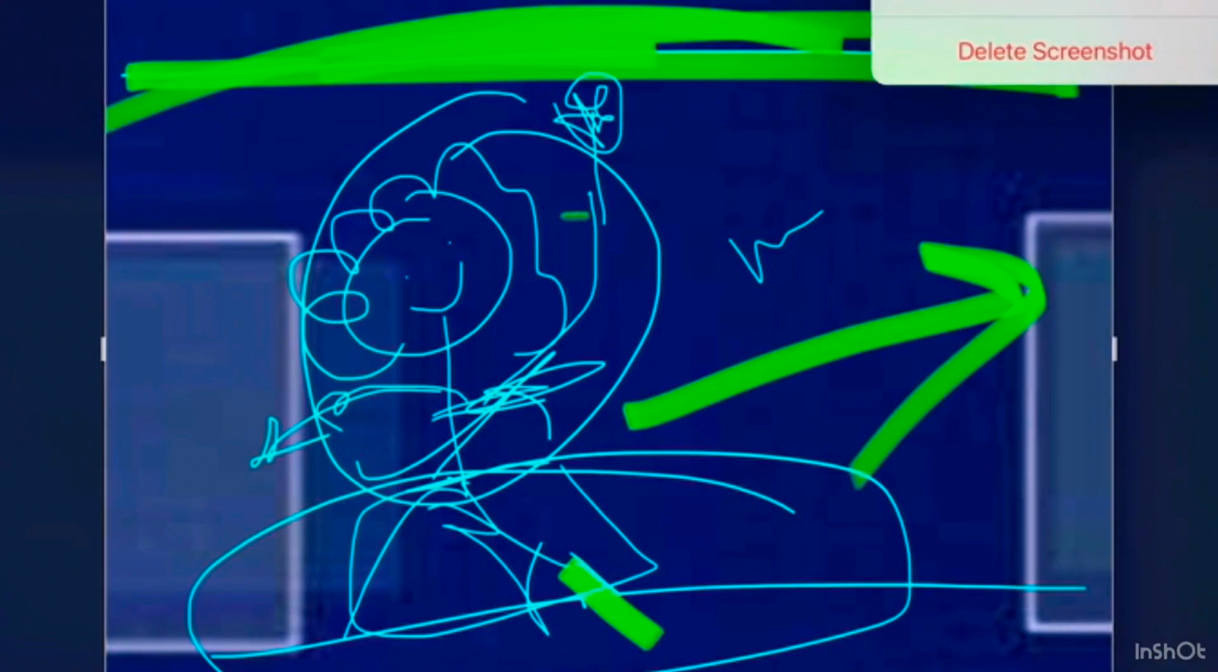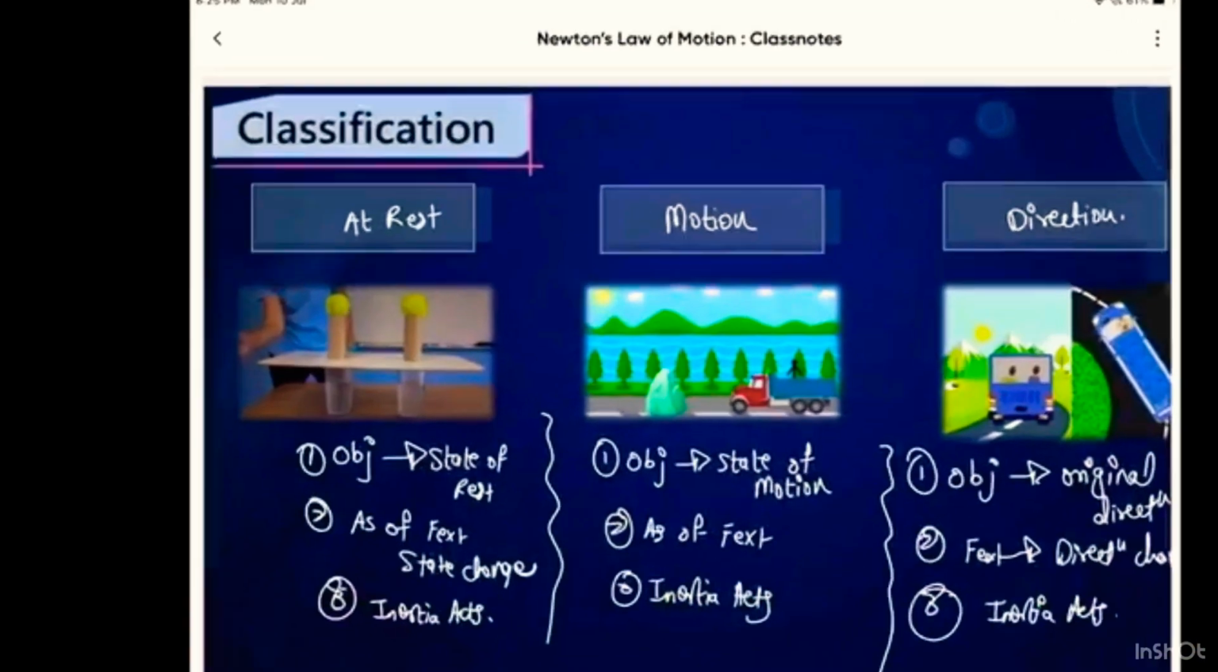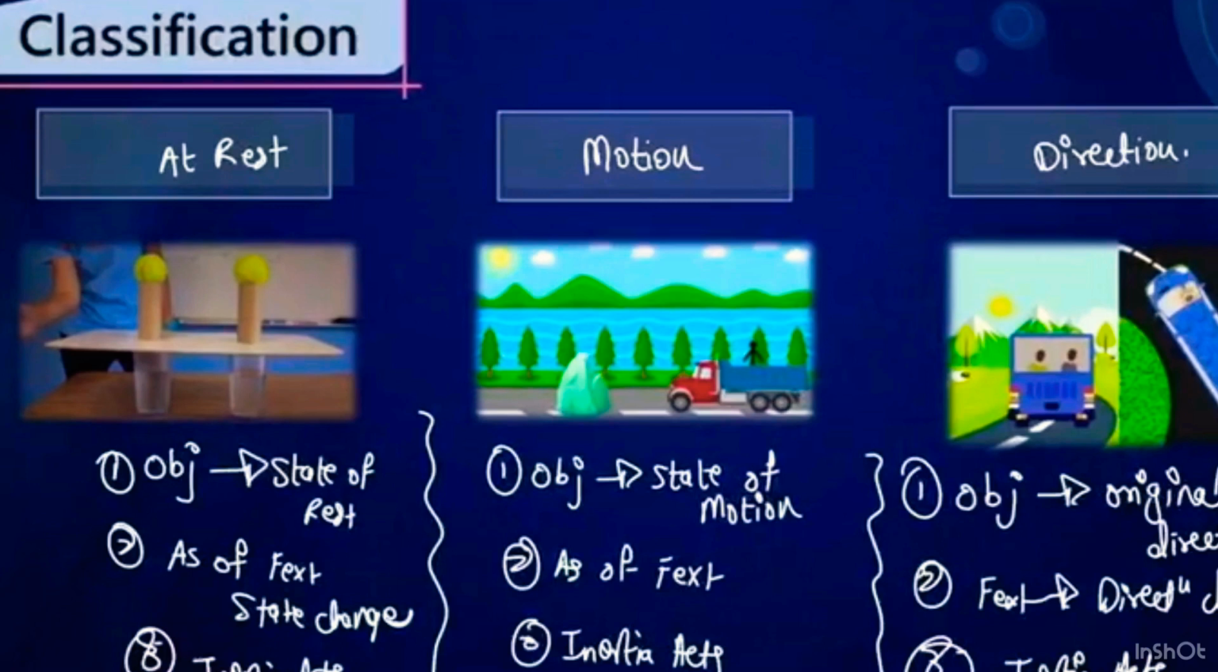So I'm going to give you the real statements for all three. Kindly note them in your notebook. Inertia of rest is the inability of a body to change its state of rest by itself.